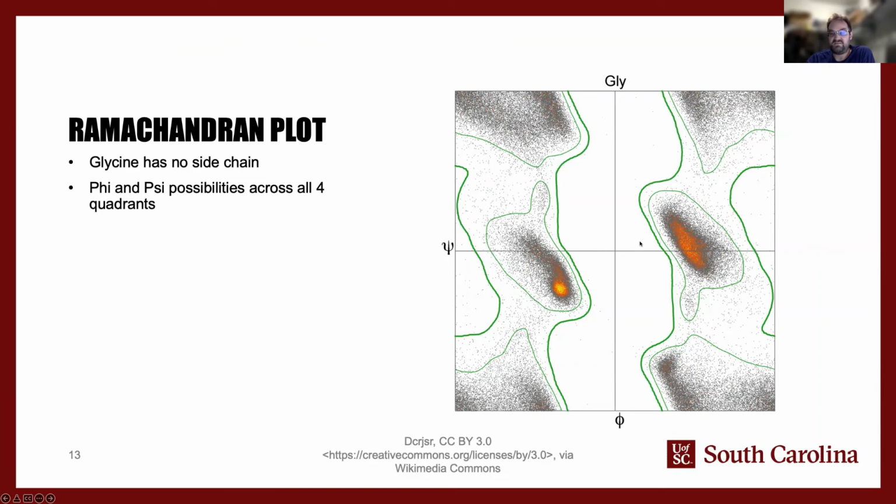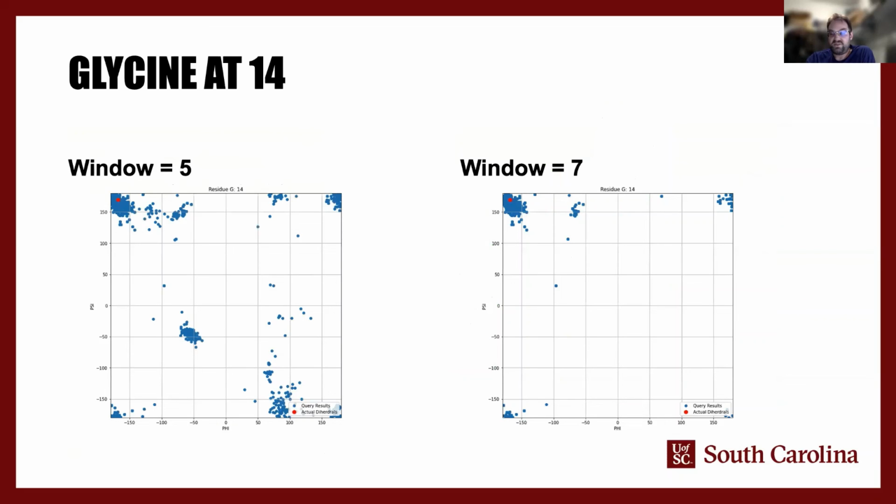Because there's not really a side chain there, there are phi and psi possibilities across all 4 quadrants. So it's a very broad space. And so the query that I showed earlier, if you see the Ramachandran plots generated from that query, the red is the actual value from the known protein. But you see with a window size of 5 here, that search space is dramatically reduced. And with a window size of 7, you can see almost all of the possibilities are reduced even further, but there's a very strong collection around what the actual value was.